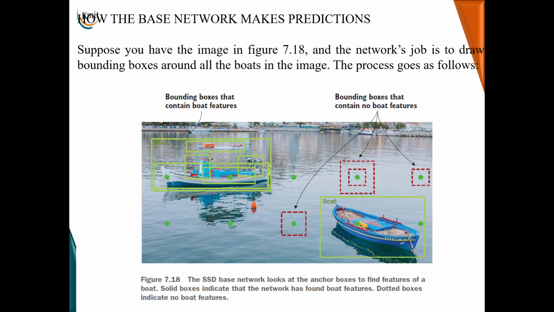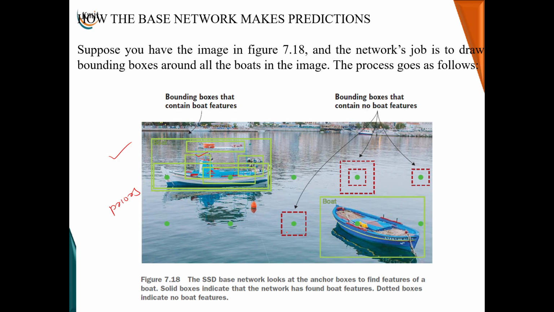Consider this following example. Suppose you have an image like this, and the network's job is to draw the bounding boxes around all the boards in the image. So the process is like this. For example, similar to the anchor concepts in RCNN, SSD will overlay grids here as seen here, which are nothing but the anchor boxes. In SSD, you call these anchors as priors. Now the base network will look at each of the bounding boxes and will separate the image.